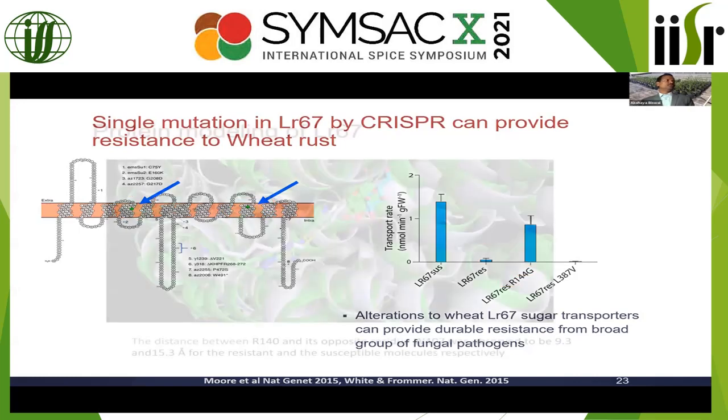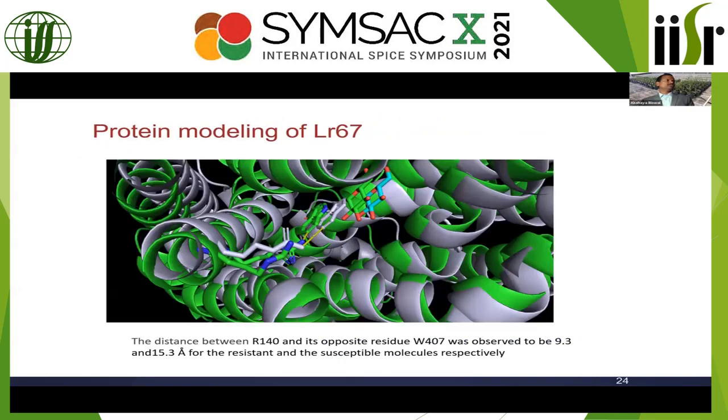We also tried to model these 2 proteins, resistant and susceptible, and you can see that the resistant variety forms an alpha pi helix here, and that way it forms a constriction in the sugar transporter, and the sugar transporter fails to transport the sugar. So with this information, we are trying to knock out this gene.